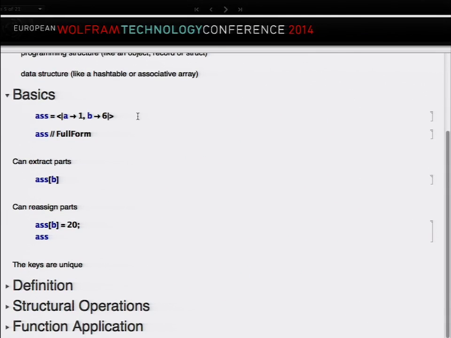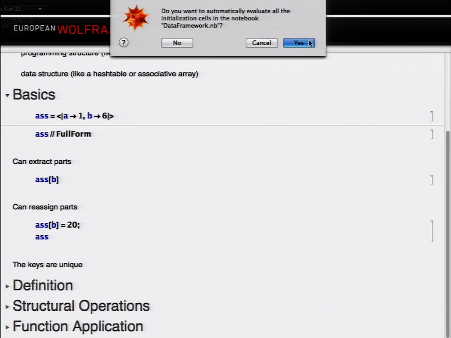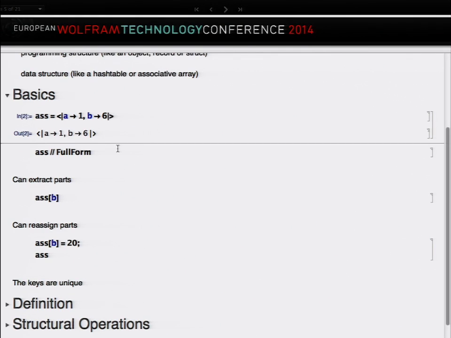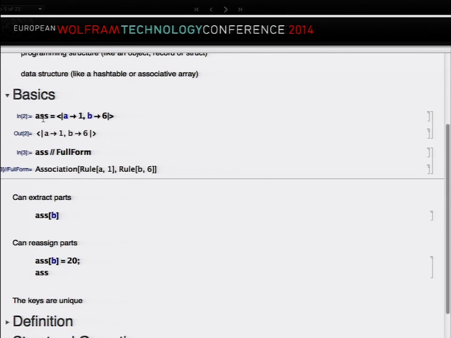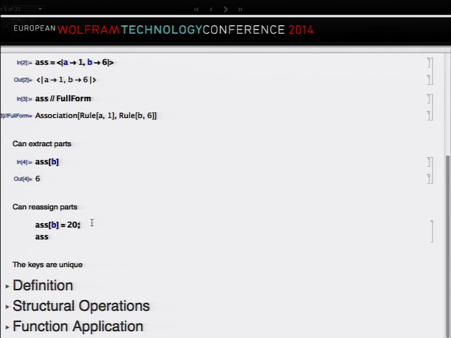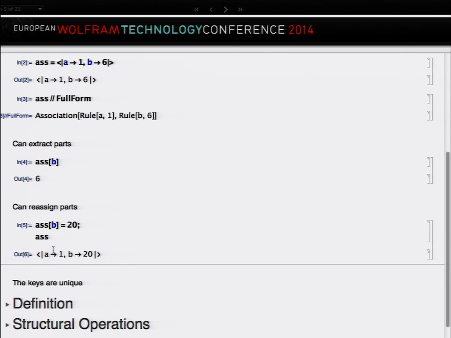So let's just have a quick look. We have this angle bracket notation, and I'm just going to load up an association. It's a little bit like a list in a way, so I can extract the parts, I can assign to it. One of the things to remember, of course, is that each thing that appears on the left-hand side can only appear once in the association. So it's like a hash table. So the keys are unique.